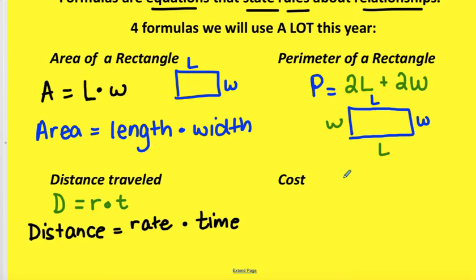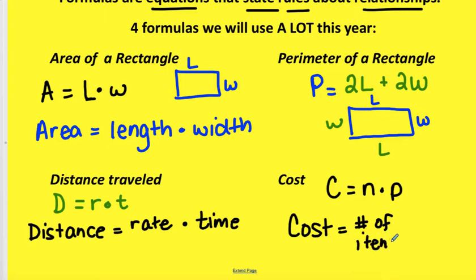And the last one is cost. Cost is equal to N times P, but what does that mean? Coach Fred, what in the world? So cost is equal to the number of items you have times the price per item. Think about that. If I have 5 apples and they're $1 each, it would be $1 times 5. So that's how we find the cost of something.